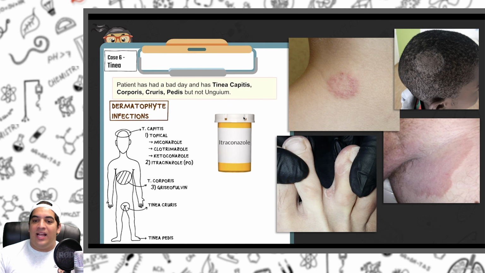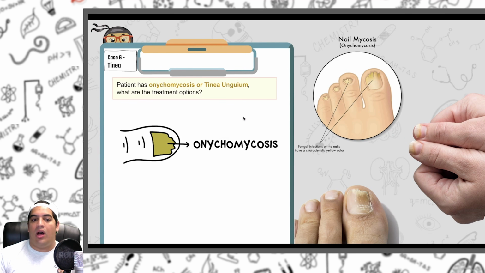Now, if a patient has tinea unguium or what's called onychomycosis, this is a really nasty infection that will not respond to topicals. And really the only thing is PO terbinafine, and some even say griseofulvin, but terbinafine would be the preferred option.